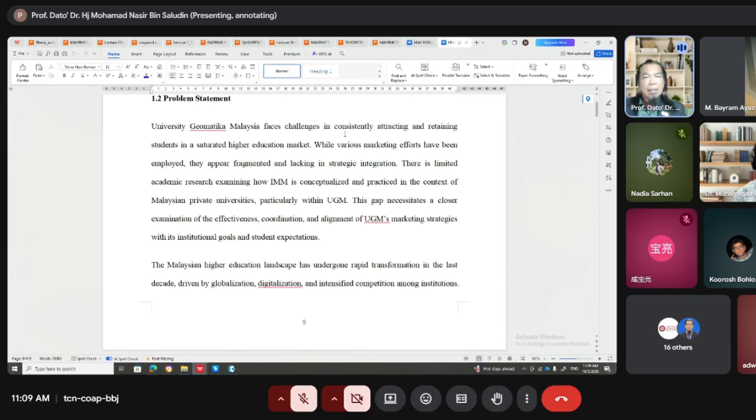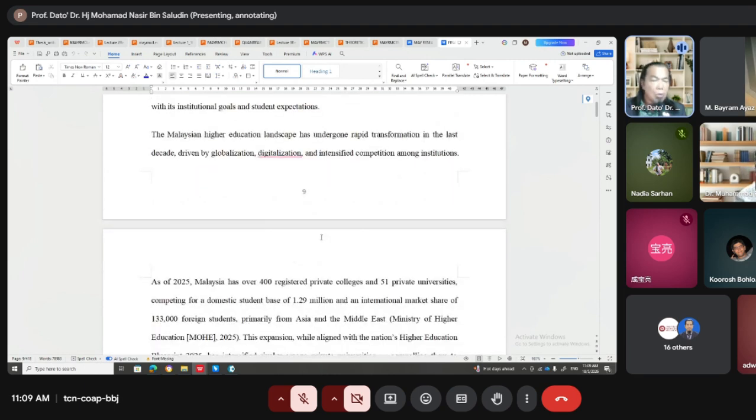University Geomatica faces challenges in consistently attracting and retaining students in a saturated higher education market. The market is saturated already. While various marketing efforts have been employed, they appear fragmented and lacking in strategic integration. There is limited academic research examining how IMM is conceptualized and practiced in the context of Malaysian private universities. Very limited, particularly within UGM. This gap necessitates a closer examination of the coordination and alignment of UGM's marketing strategy with institutional goals, led by Dato Nasir, the head of marketing. He knows very well about marketing. He wants to improve the marketing strategy.